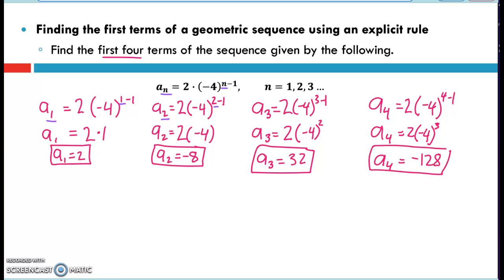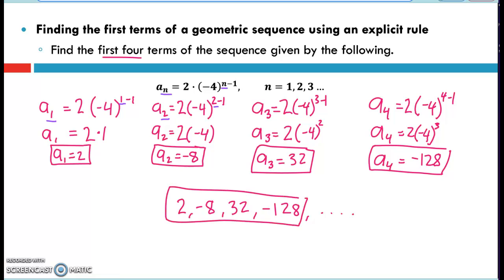So what are the first four terms of this sequence? 2, negative 8, 32, and negative 128. Now this sequence technically goes on forever, right? But we wanted to find the first four terms. So those are the first four terms, but what's happening between each term is we're multiplying by this negative 4. Which is why we are flopping the signs like that.